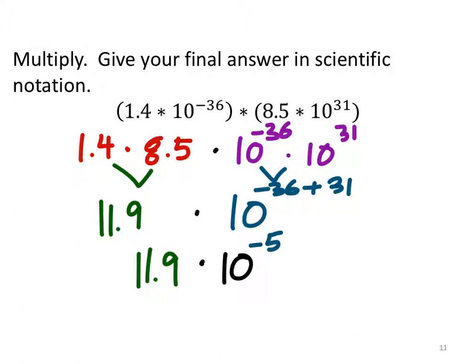But once again, I've got that 11, and I need to change this to 1.19, which means I'm going to move the decimal one place. Since I'm making the 11 smaller into a 1 value, I'm going to have to add 1 to the exponent. So this ends up being 1.19 times 10 to the power of negative 4. And that would be my final answer right there.